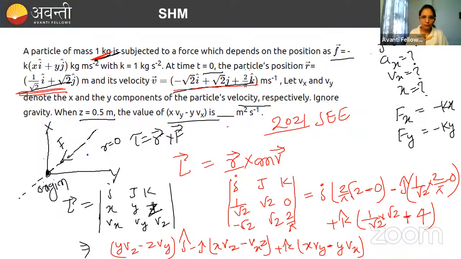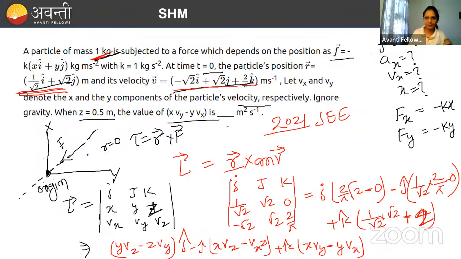Okay, the 4 should be 2. Thank you. Mujhe lag raha tha, maine kuch mistake kiya hai. Haan, yahan pe, root 2 into root 2 kiya na, to 2 hoga. Thank you. So, yahan pe dekho, humne momentum nikala.